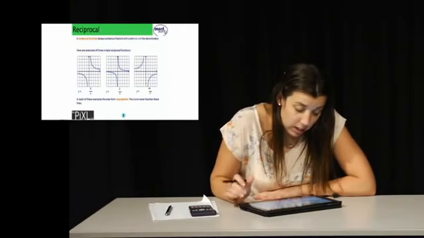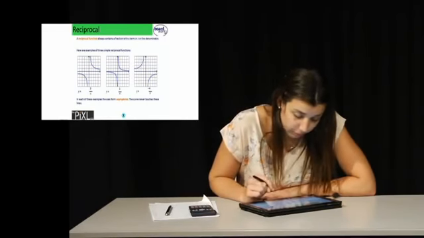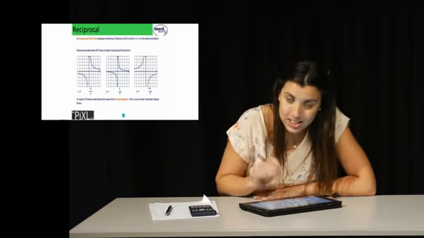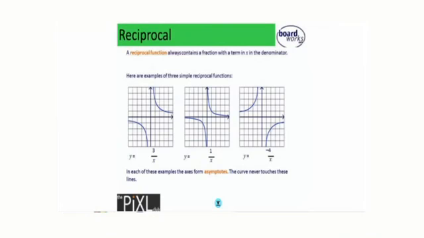The next one you need to be able to recognise is called a reciprocal graph. These always contain a fraction with a term x in the denominator, so the number at the bottom. So look here, we have y equals 3 over x. X is in the denominator at the bottom. Y equals 1 divided by x. 1 over x. X is at the bottom. All of these ones have a fraction with x in the denominator.